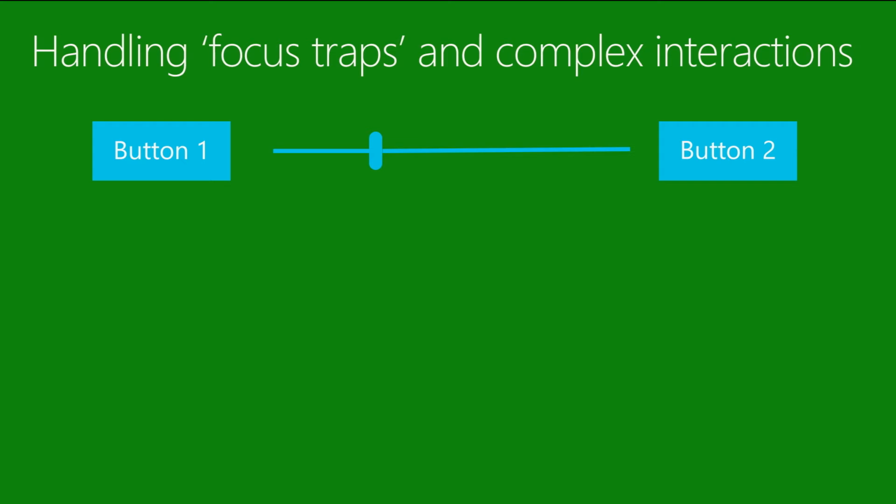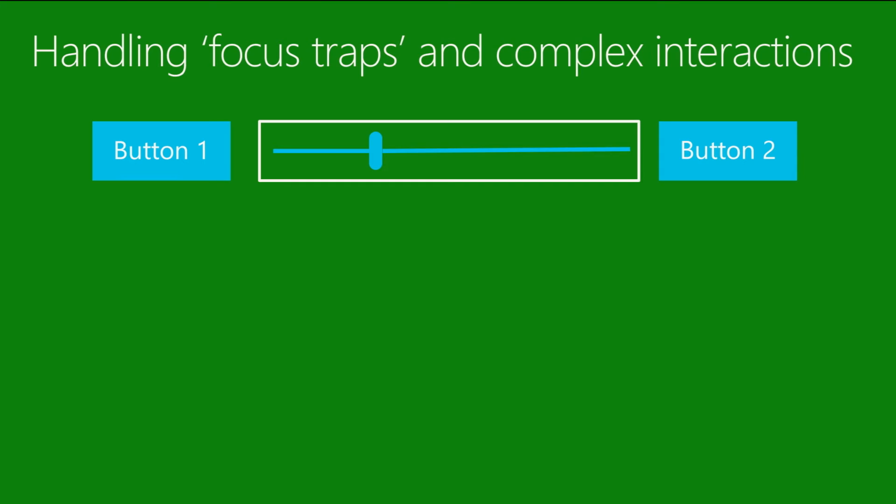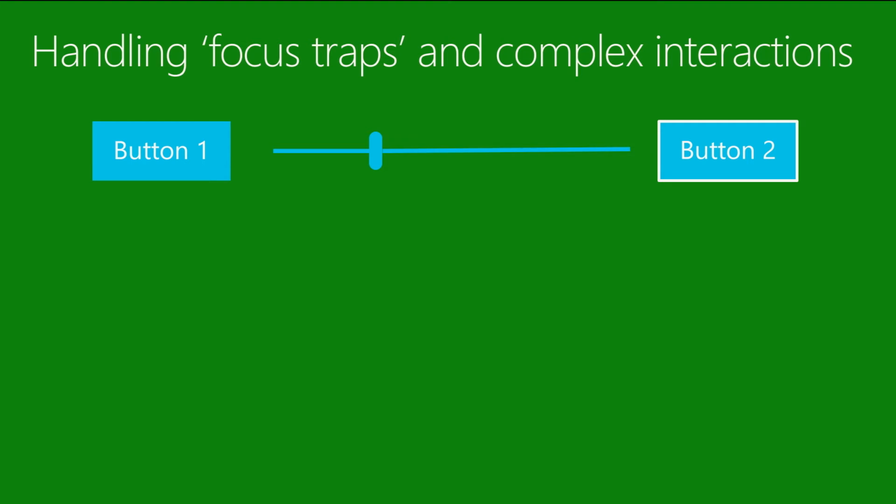Now, this can actually get a little tricky. We have what we call focus traps. So let's say this is my UI, and I have this button, and it's highlighted. And you can say, hey, that's where I currently am. And I hit right. Goes over to that slider. And you go, wait, but now I want to change the slider value. How do I do that? If I hit right, it goes to button 2.